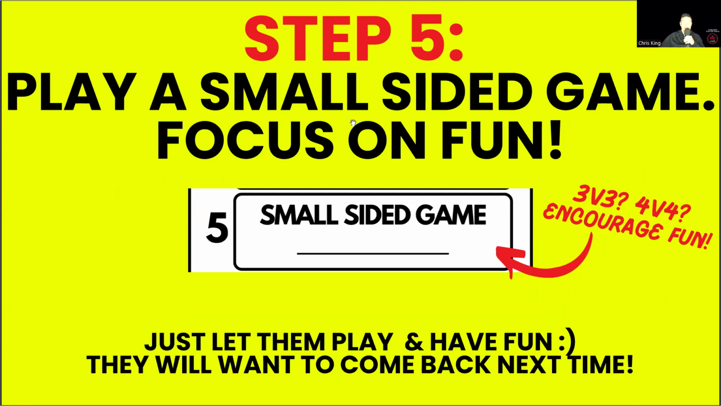Play a small-sided game, focus on fun. So this is the end of the training session. Small-sided game, and all you have to do here is let them play and let them have fun. The key here is they will want to come back next time. And as a grassroots football coach, if you can get the players wanting to come back next week, you've done your job. Give yourself a pat on the back, because that's all you want at this age. You just want them enjoying themselves, enjoying you as a coach, enjoying the other players, running around, having fun. So keep it simple, encourage fun. If you're having fun, they'll have fun as well.